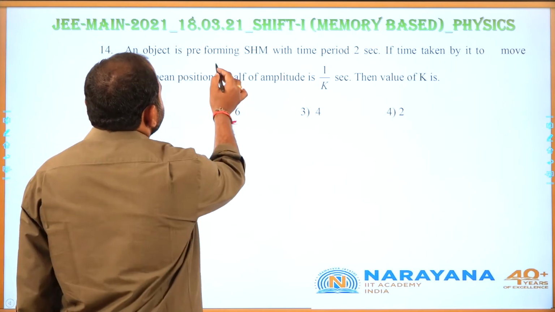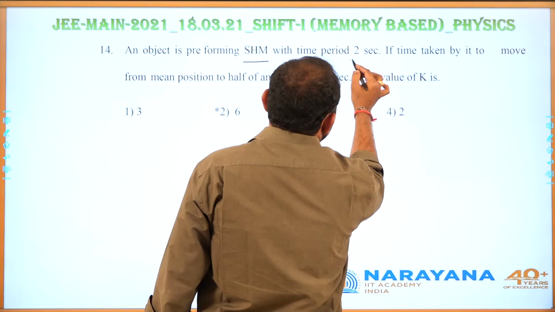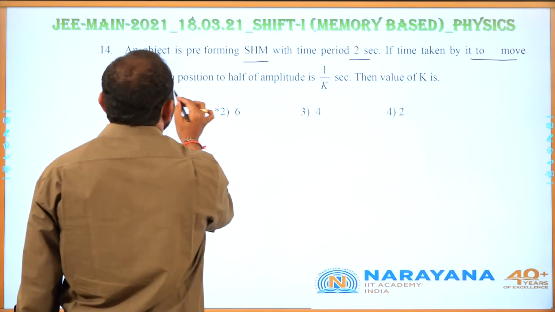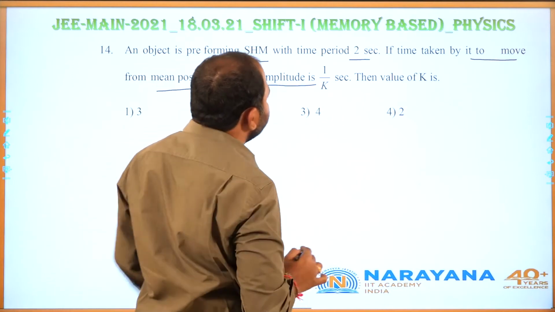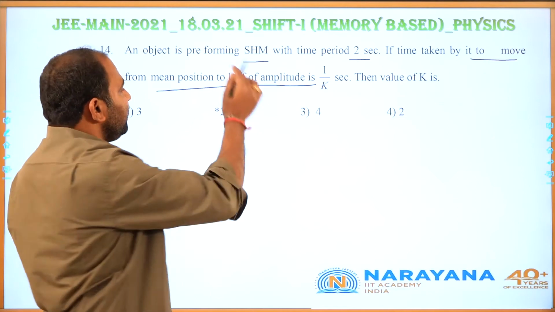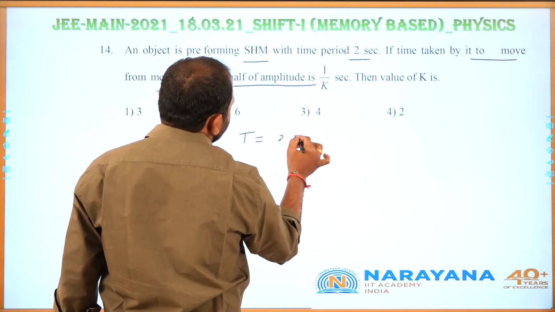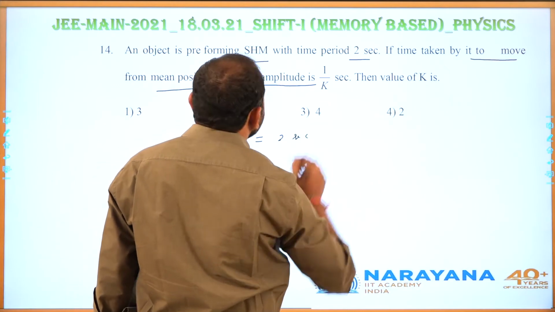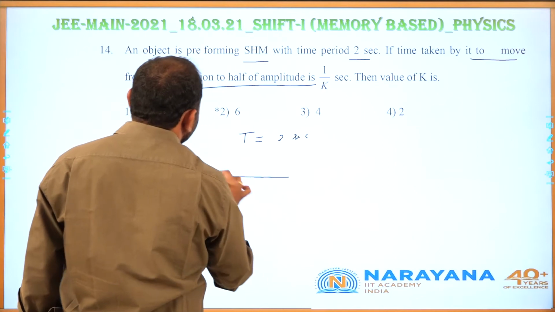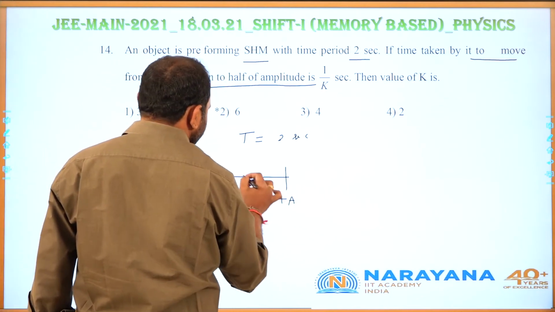An object is performing simple harmonic motion with time period 2 seconds. If the time taken by it to move from mean position to half of amplitude is 1 by k seconds, then the value of k is? Already it is mentioned that the time period of the particle performing SHM is 2 seconds, and it is asking the time taken to move from mean to half the amplitude. Assuming this is the mean position, this is the amplitude.